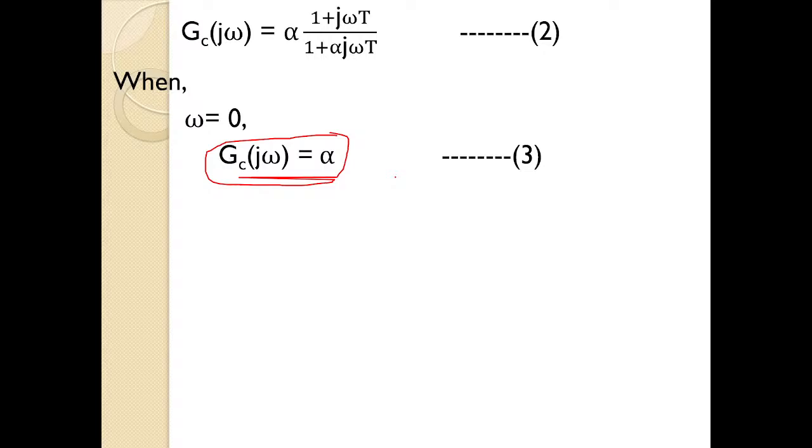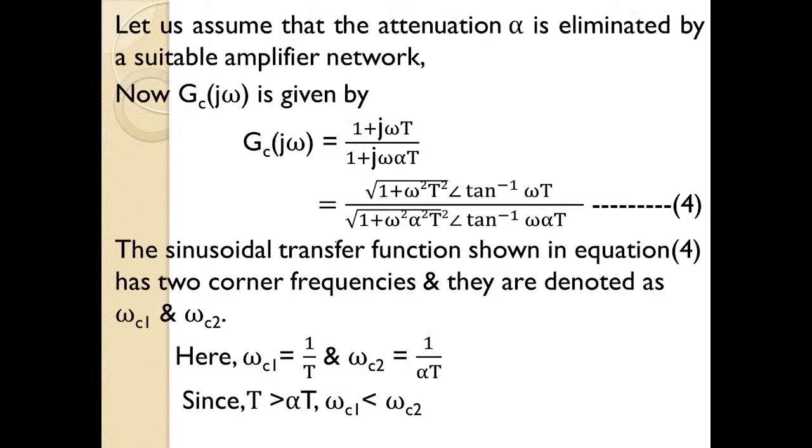Okay, if I don't want this attenuation alpha, then what I should do is I must connect an amplifier. I couldn't write it properly, but if I don't want this alpha, then I should connect an amplifier whose magnitude should be equal to 1 by alpha. Now, let us assume that we don't want this alpha at all. If we don't want this alpha, then we have to eliminate it. So, let us assume we have connected an amplifier and eliminated this alpha value. Then what will happen to our transfer function?